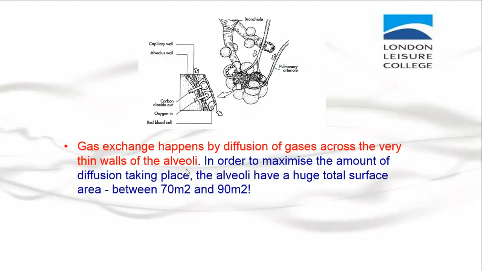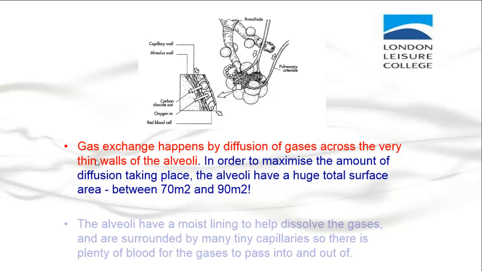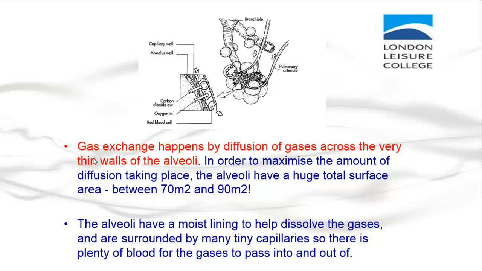So gas exchange happens by diffusion of gases across the very thin walls of the alveoli. In order to maximize the amount of diffusion taking place, the alveoli have a huge total surface area between 70 square meters and 90 square meters. That's about the size of a tennis court. The alveoli have a moist lining to help dissolve the gases and are surrounded by many tiny capillaries, so there is plenty of blood for the gases to pass into and out of.